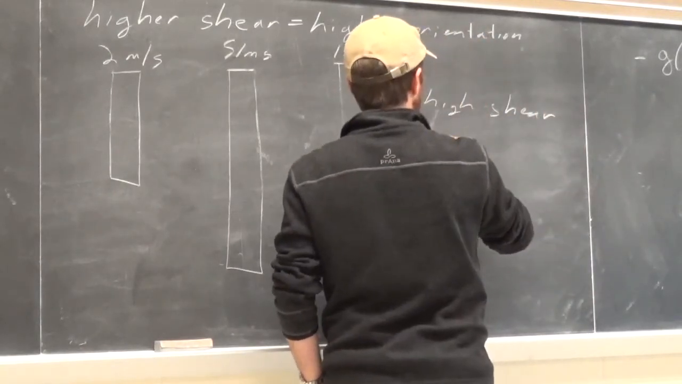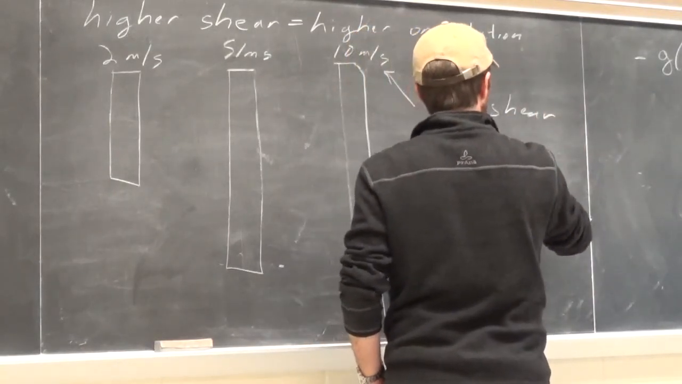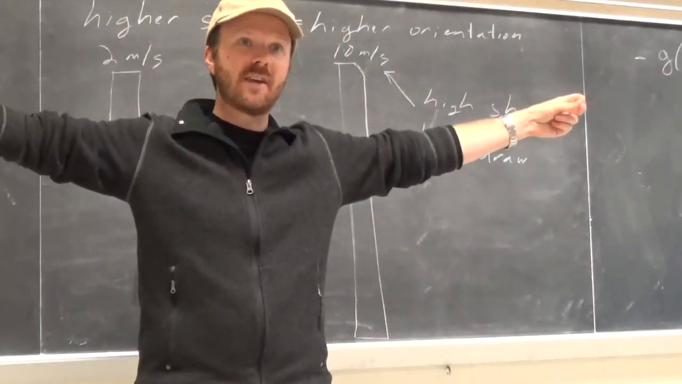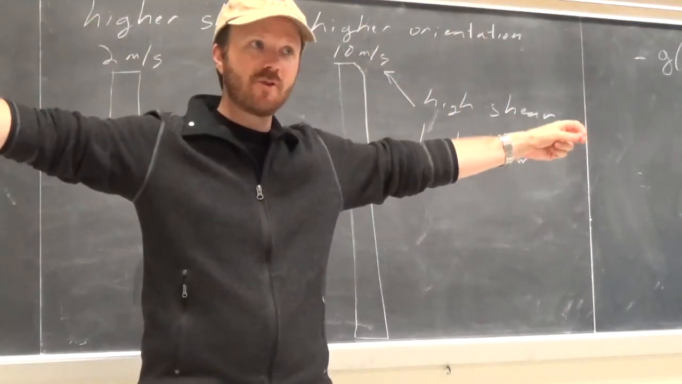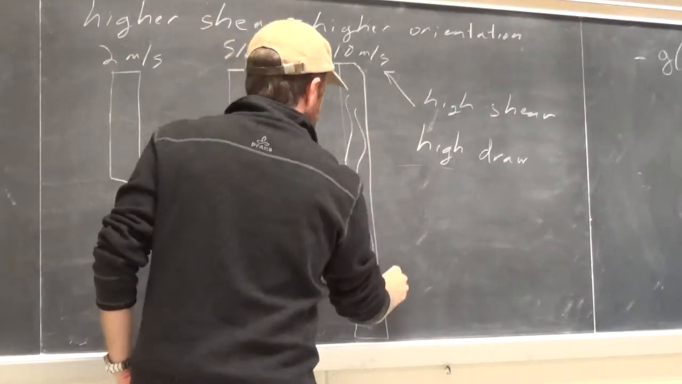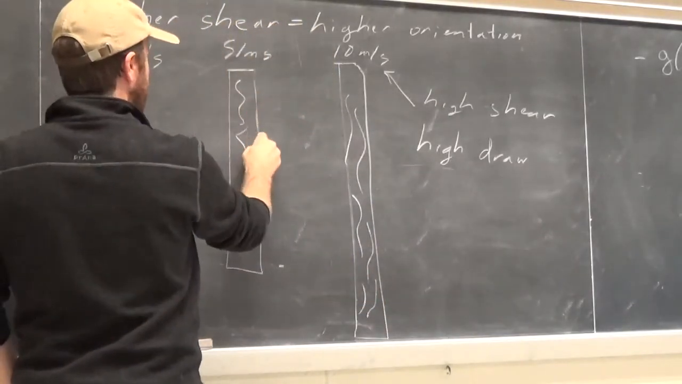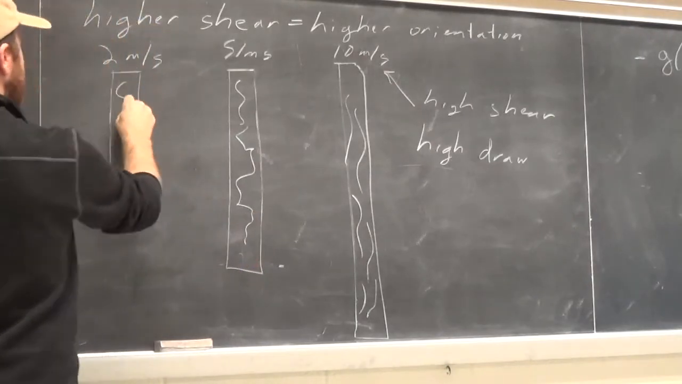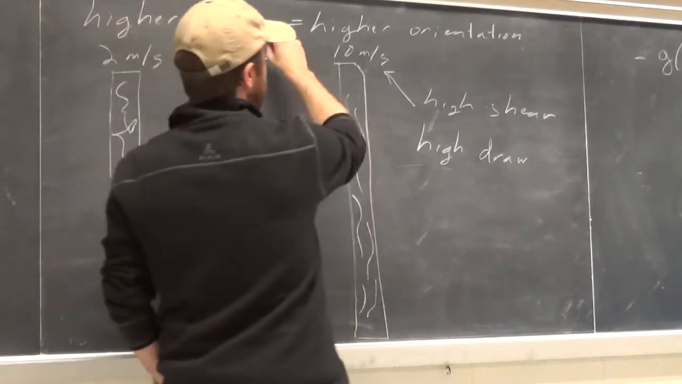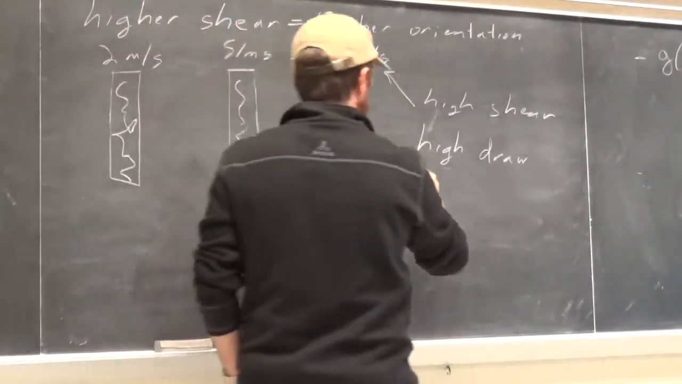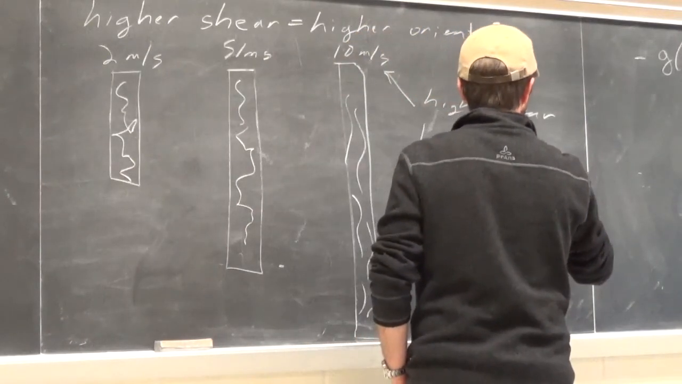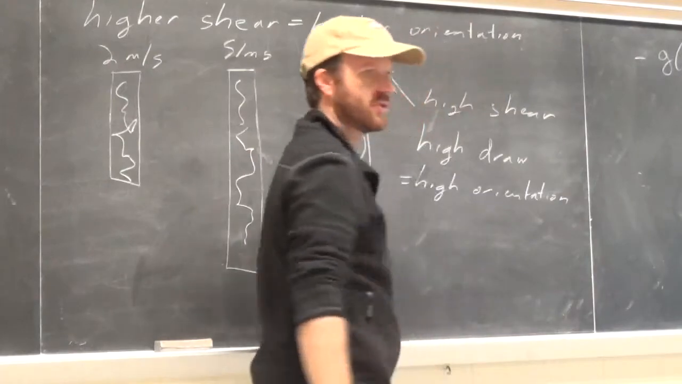or high draw. Draw refers to pulling something, so you draw that sample out. When you draw that sample, you stretch the chains out, so we have high orientation here. Here we have a little bit less orientation, and here we'd have even less orientation in this sample. So the high shear or high draw gives high orientation.